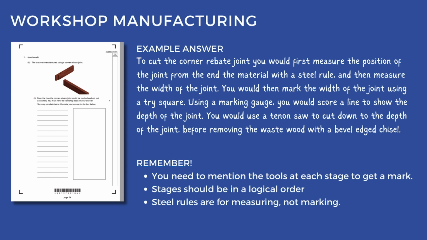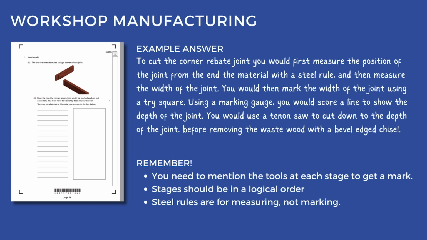So let's see where the marks would be awarded. The first sentence talks about measuring the position of the joint from the end of the material with a steel rule, so that would pick up a mark, and they've also talked about measuring the width of the joint. So that whole first sentence would definitely attract 1 mark. You would then mark the width of the joint using a tri-square. Well, that's them talking about using a tri-square to mark out exactly how wide the joint was, and in this case there probably would only be 1 line because it's at the end of the material, so that picks up a mark. They've talked about setting the depth or scoring the depth using a marking gauge, so again mentioning the tool and talking about the process, so that picks up a mark.